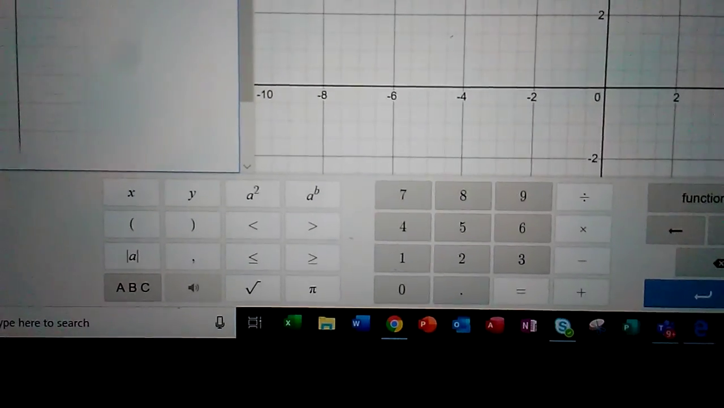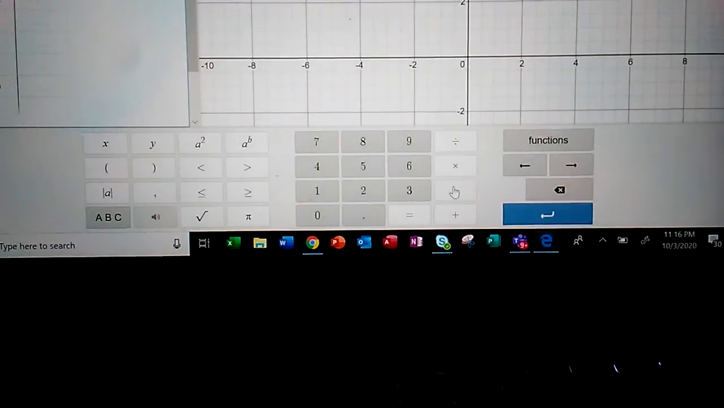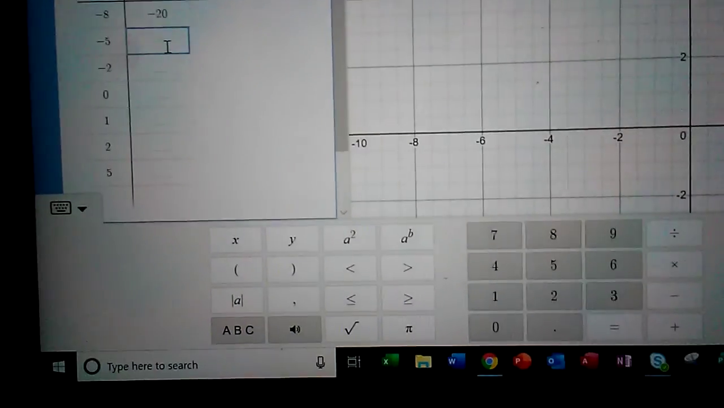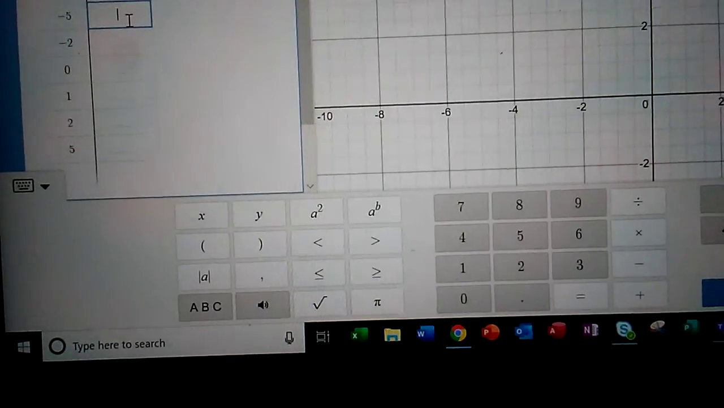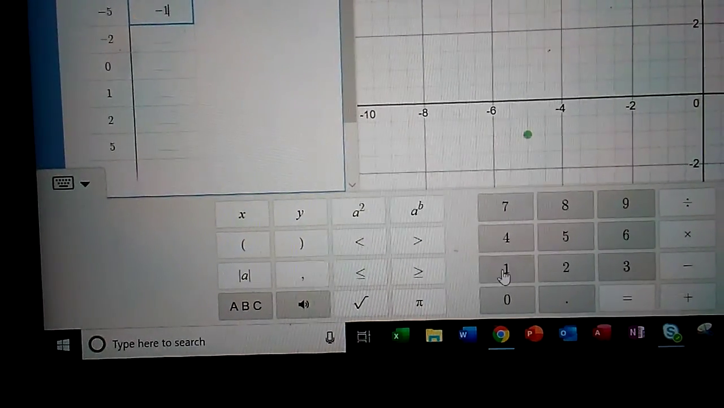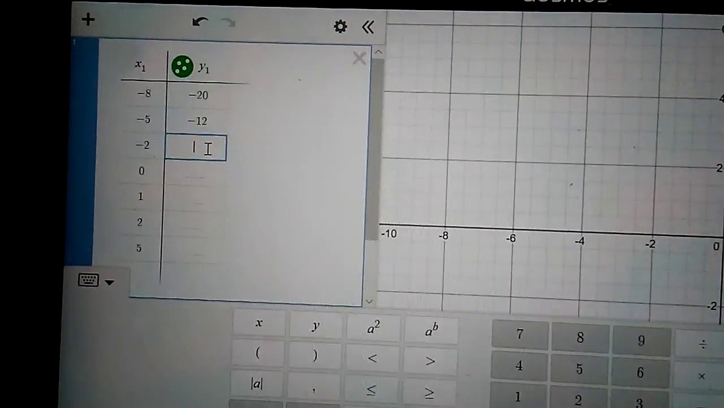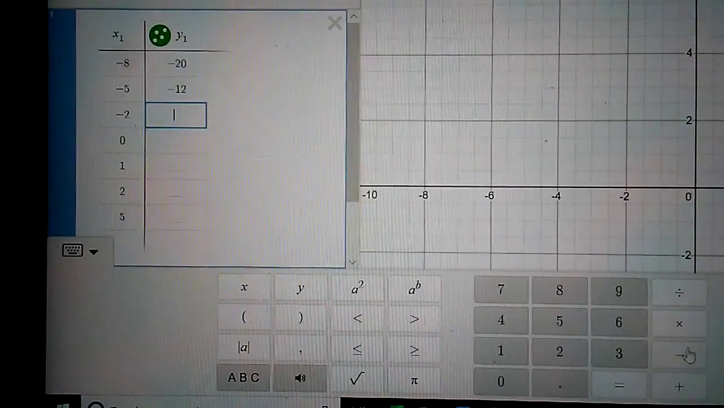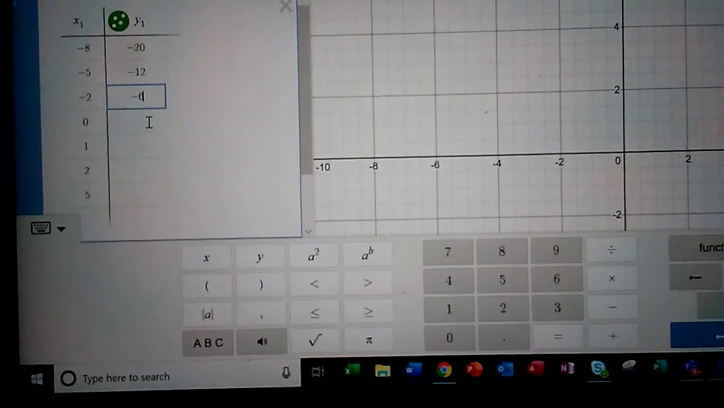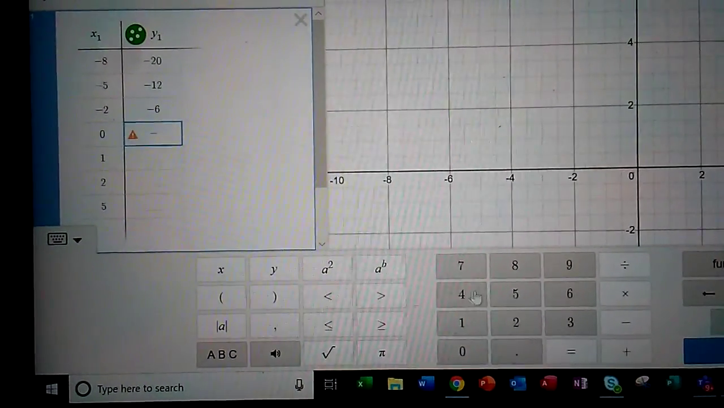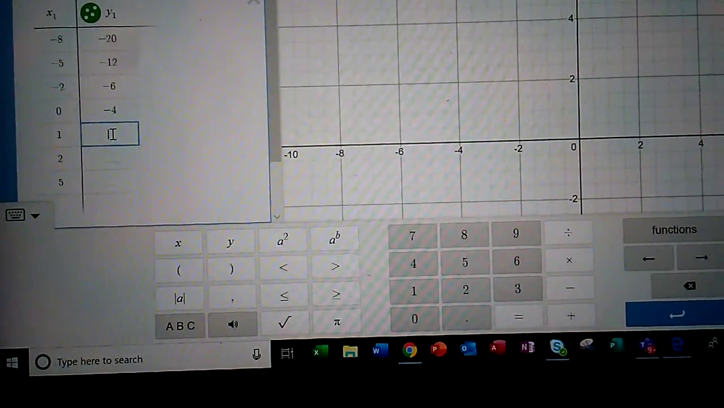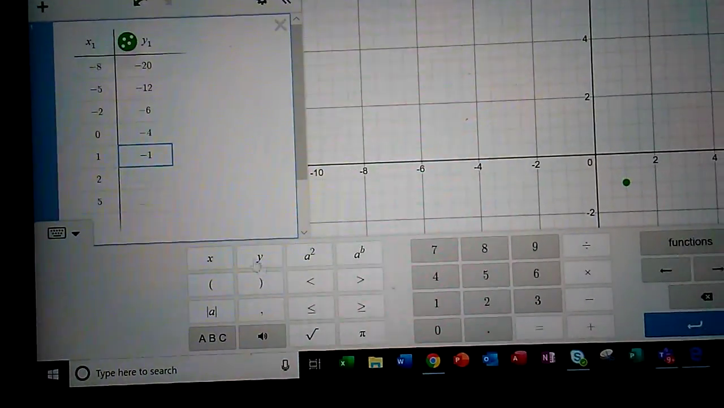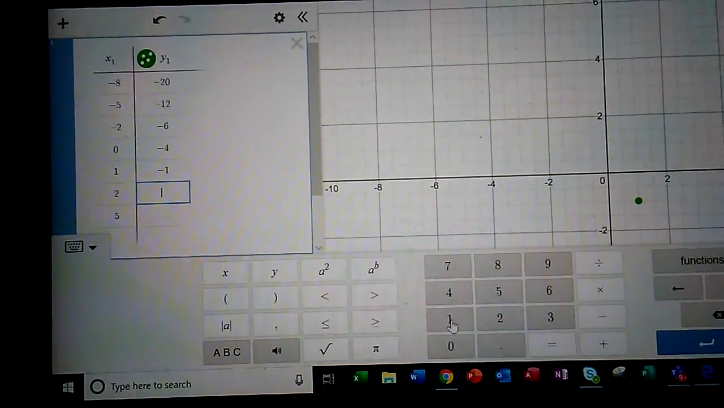Now I'm going to go back, and next to -8, I'm going to put -20. And I'm going to fill in my y values. Let's see, -20, -12, -6, -4, -1, 1, and 5.